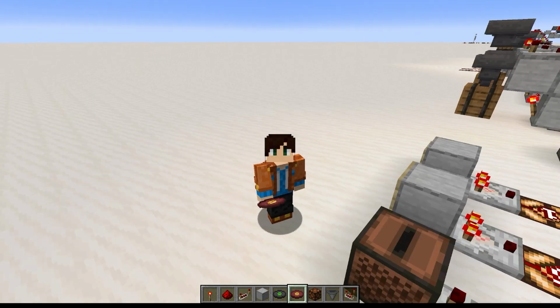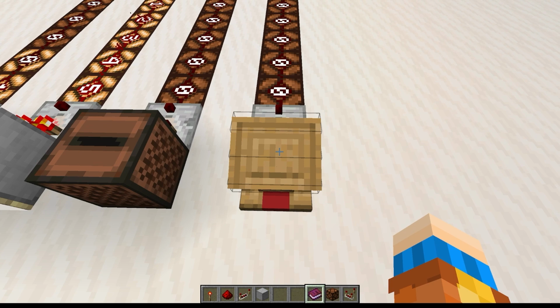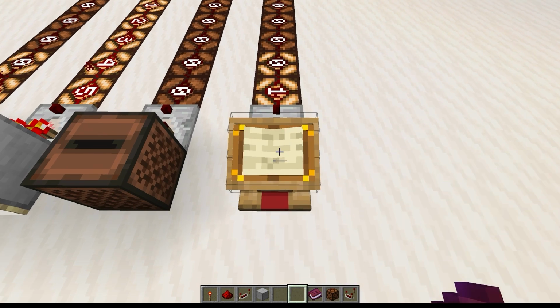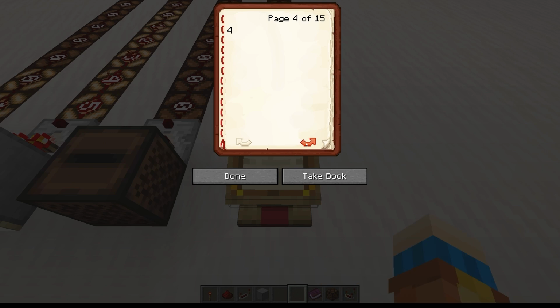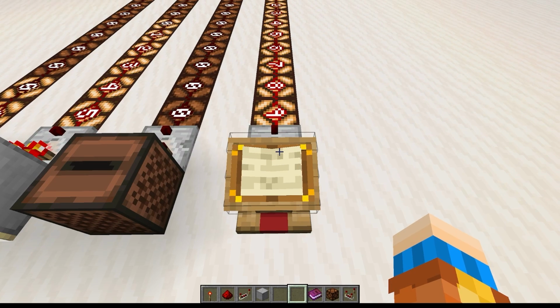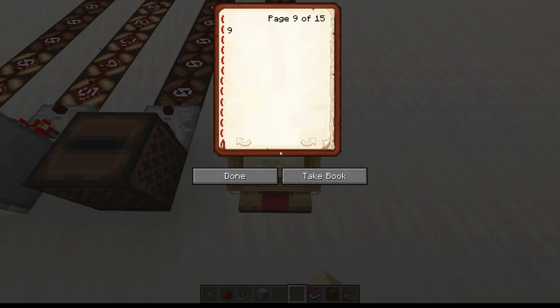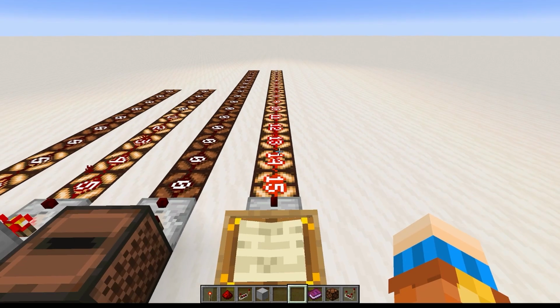And last, but definitely not least, when reading from a lectern, the output power level is determined by how far you are in the book that's currently on the lectern. It'll be 1 when you're 1/15th of the way through the book, 2 when you're 2/15ths of the way through the book, and so on. This is particularly useful when you want a redstone signal of a specific strength.